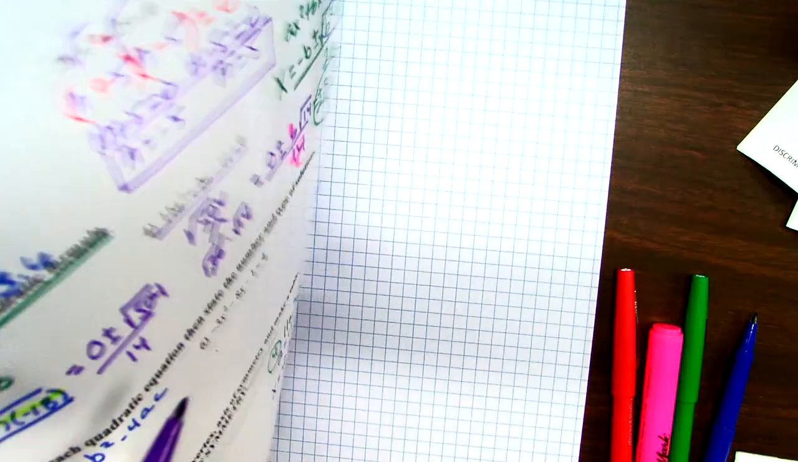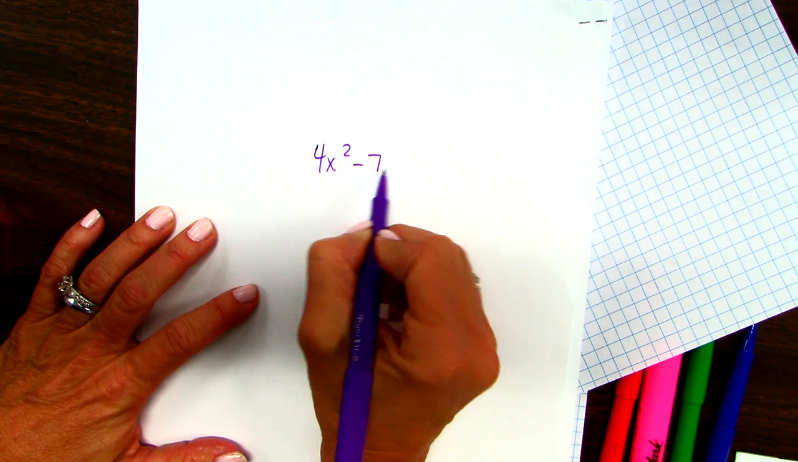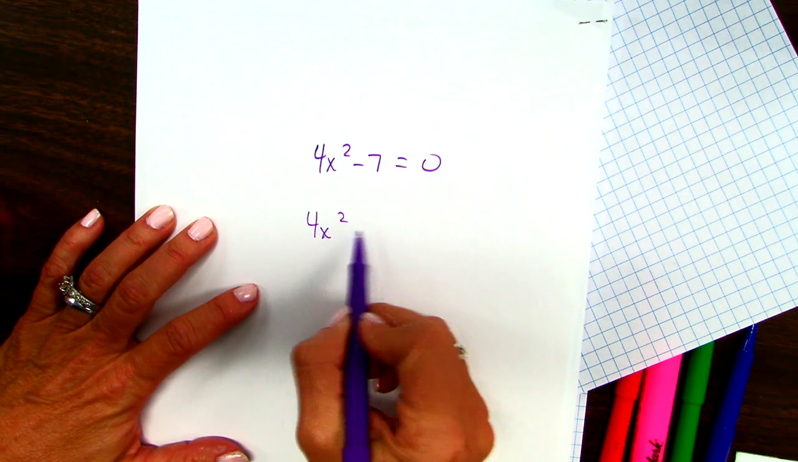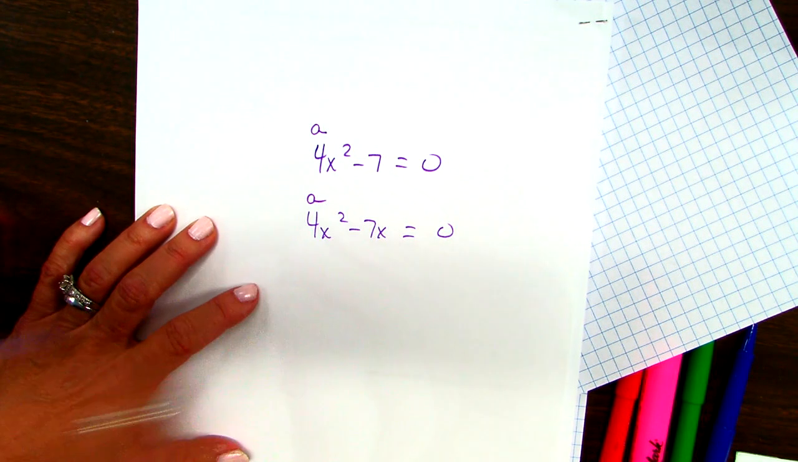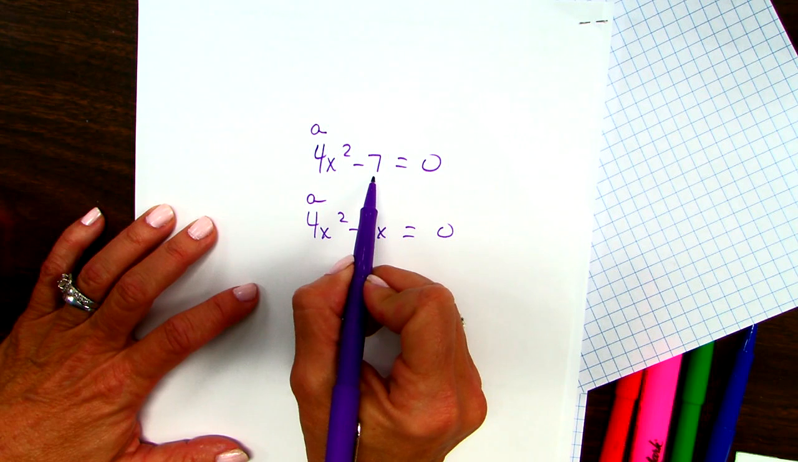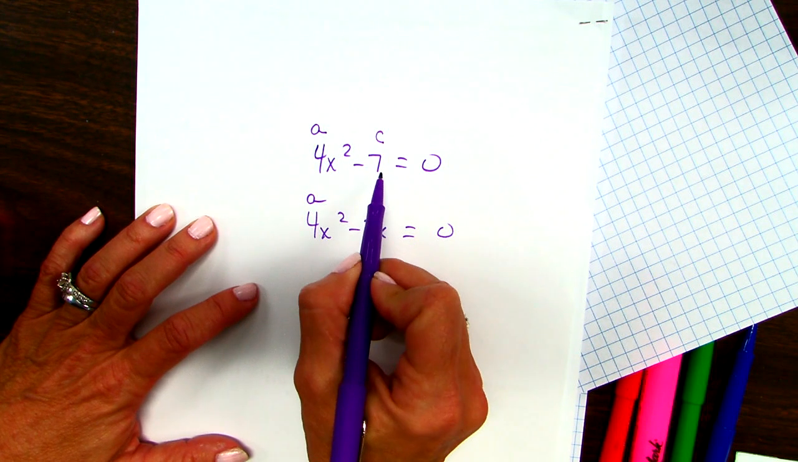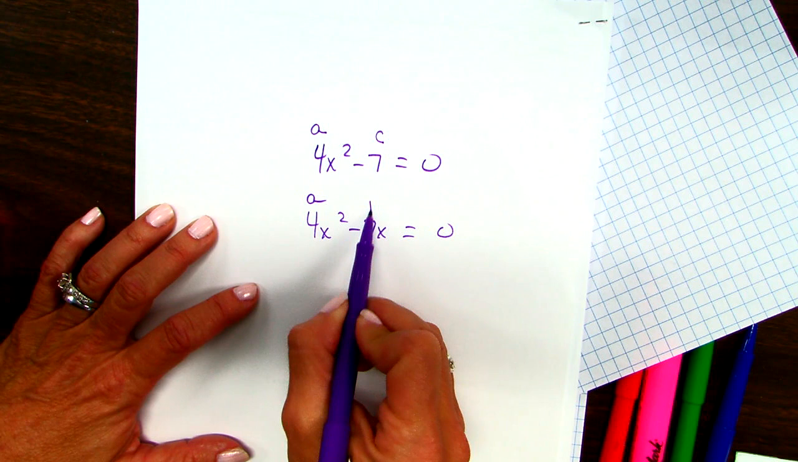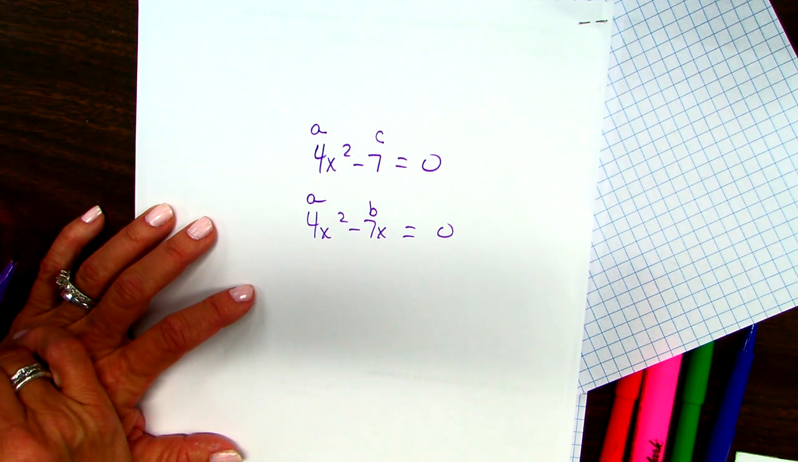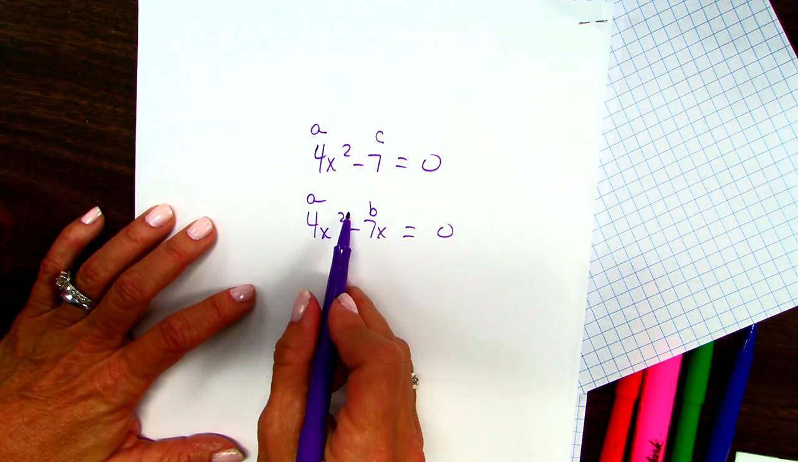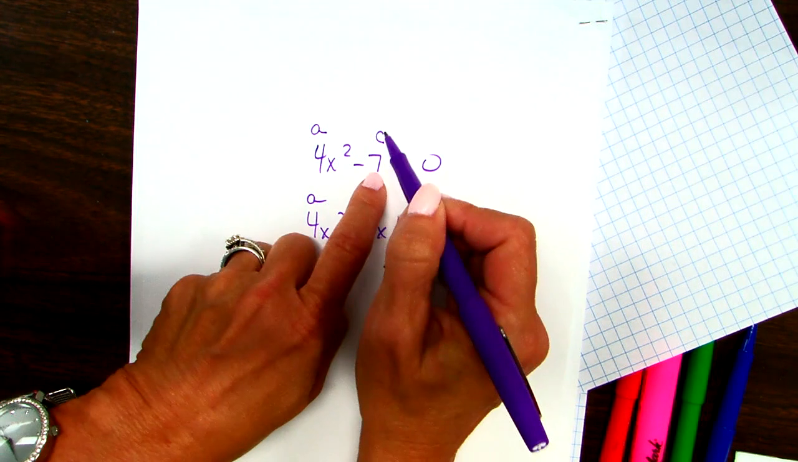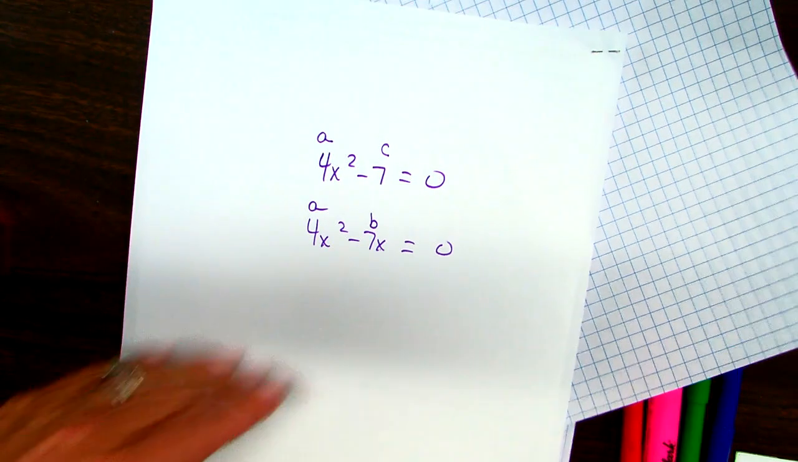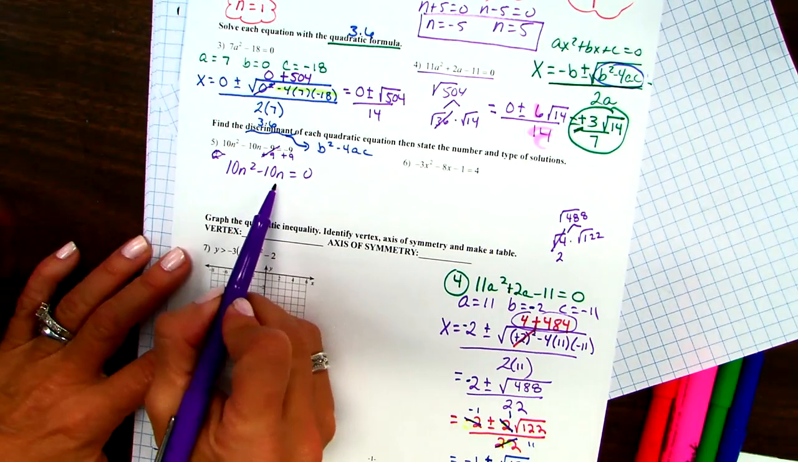So look at the difference. If I have 4x squared minus 7 and 4x squared minus 7x, okay? This is A, right? What is this letter? C. How do you know? It doesn't have a letter next to it. This one is B because it has a letter. Okay, that's how you know. X squared is your A term, X to the first is your B term, and the constant, your C, is the number that has no letter. Okay, so we're missing C.